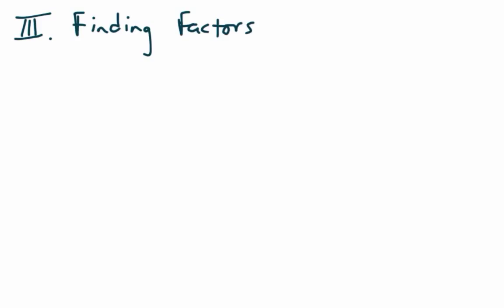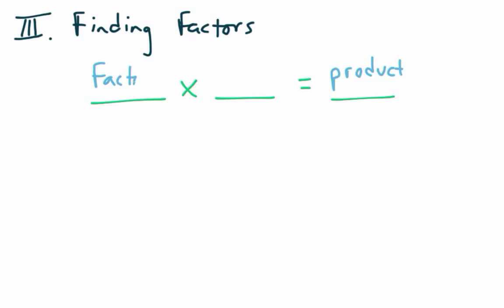The book kind of assumes that you know this. I'm going to write it out. But if you have a number times a number equals a number, that at some point in your math career you probably learned that that answer is called a product. And the two original things are called factors. So you have a factor times a factor equals a product.